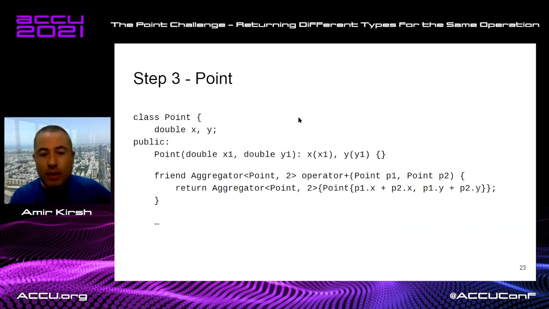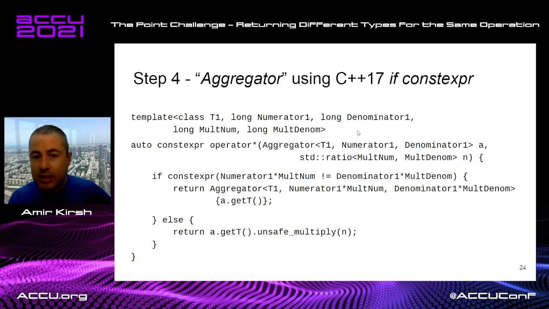So the next step would be to have inside point an operator plus, for example, adding 2 points, and then saying, okay, if you add 2 points, I will create an aggregator of point, remembering that this aggregator actually holds 2 points. We can do the same for other operations, like, for example, for multiplication. So if you multiply an aggregator by a specific ratio, then the result can be in the same function two different things.